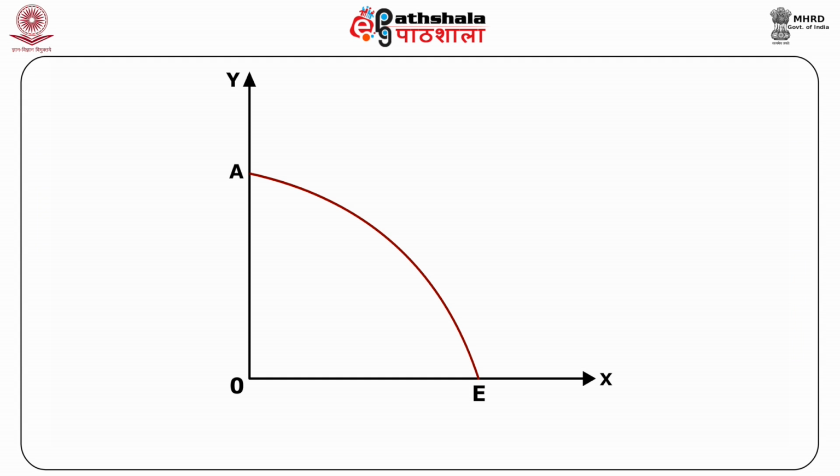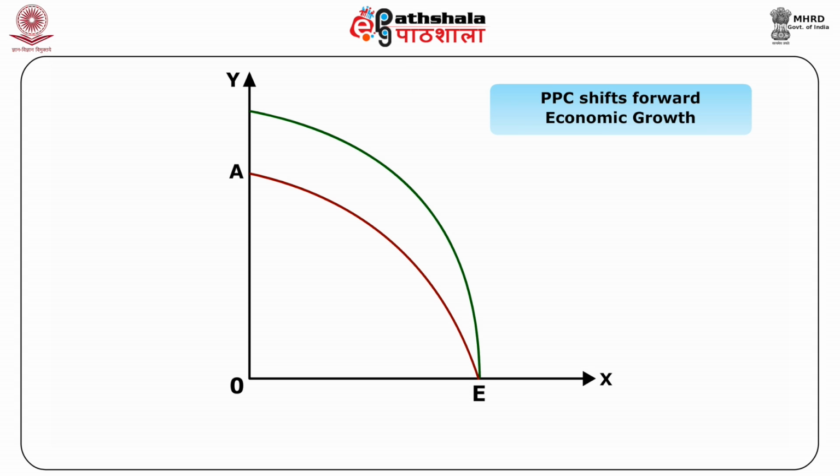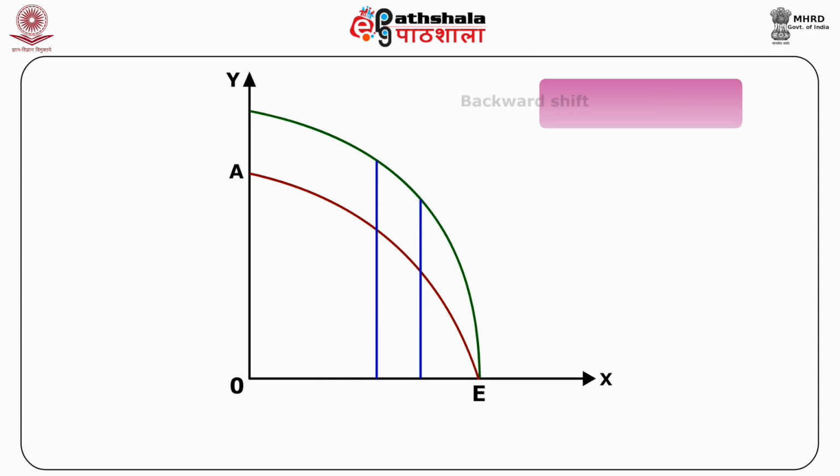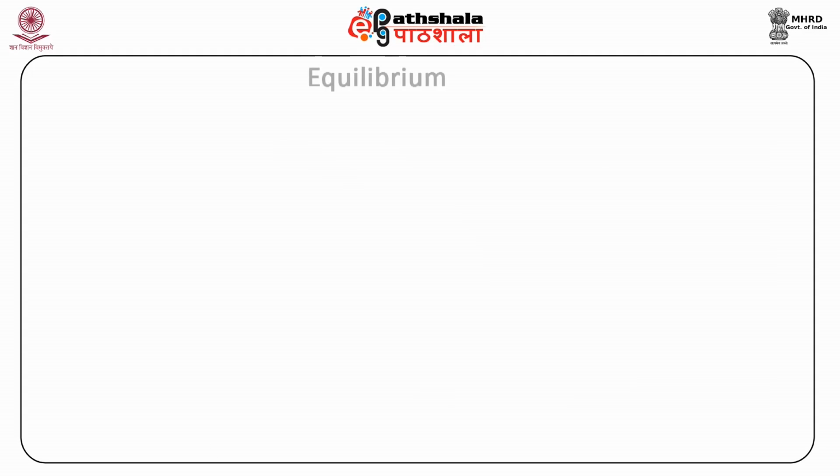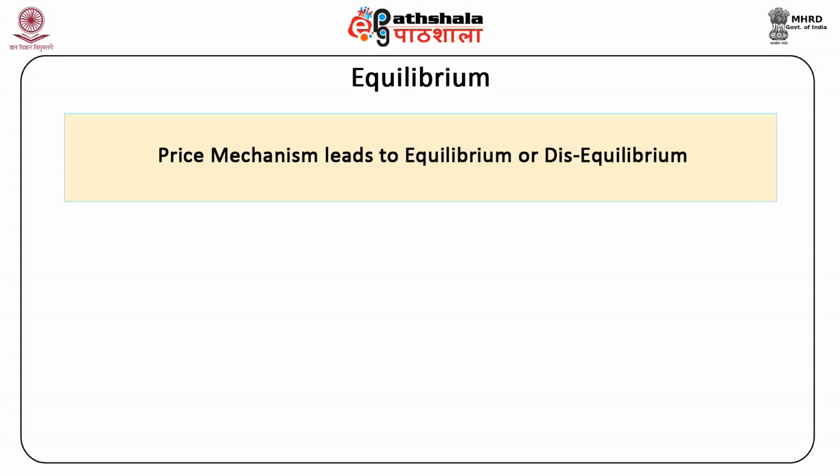If the economy produces more of Y at any X other than the corner point of maximum X, the PPC shifts forward. There is economic growth. If the reverse happens, there is a backward shift of the PPC. The price mechanism in microeconomics leads to the outcome or solution of an equilibrium or disequilibrium.